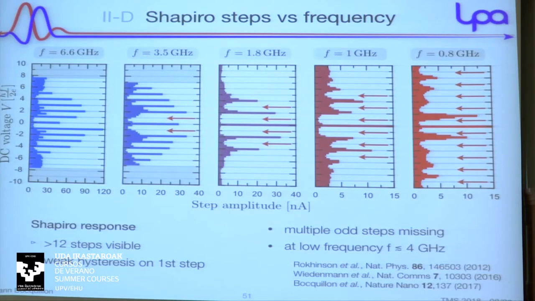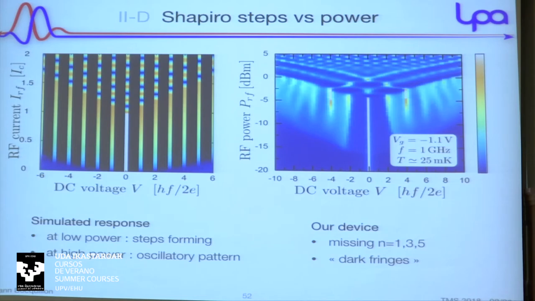Now this is for a given RF power. If you change the RF power, and you look at these histograms as a function of the power, for zero power, this is a theoretical plot, you have no Shapiro steps and only the supercurrent here. But as you increase the power, then you start to have increasing peaks in your histogram that show up here. And at some point the power is so high that you've destabilized this region and you start to have a typical oscillating pattern.